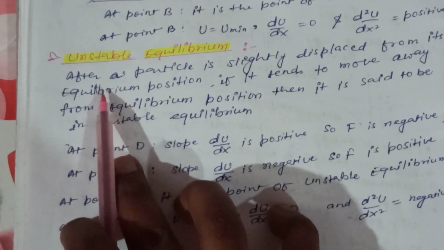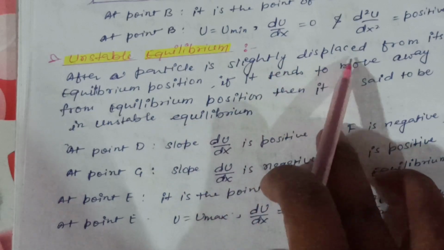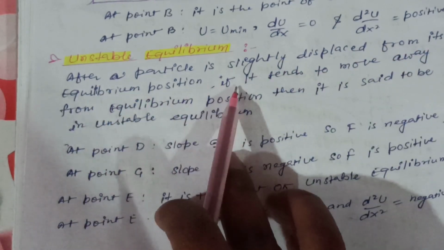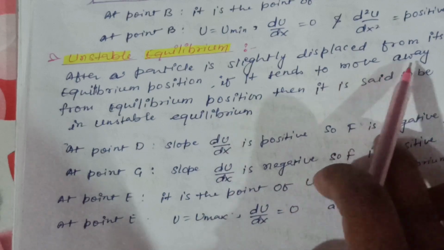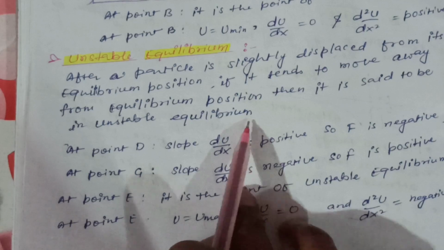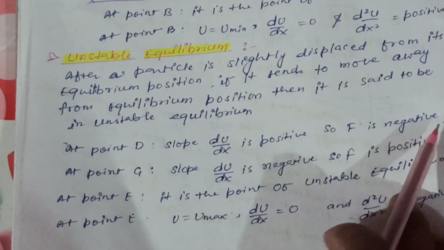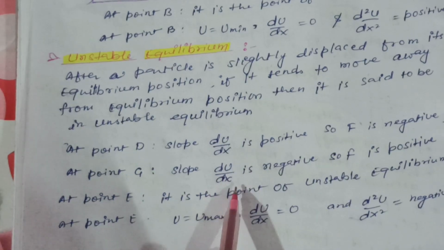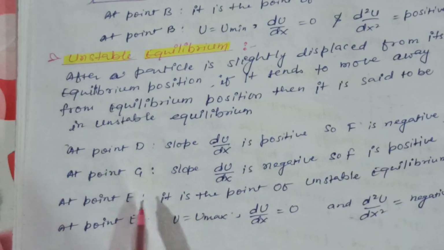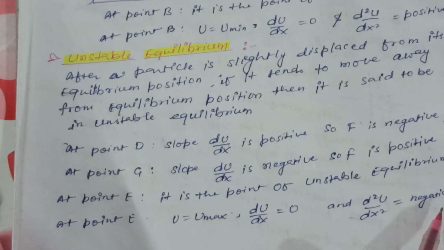Unstable equilibrium: after a particle is slightly displaced from its equilibrium position, if it tends to move away from the equilibrium position, then it is said to be in unstable equilibrium. At point D, slope dU/dx is positive, so F is negative. At point G, slope dU/dx is negative, so F is positive. Point E is the point of unstable equilibrium. At point E, U is maximum, dU/dx = 0 and d²U/dx² is negative.